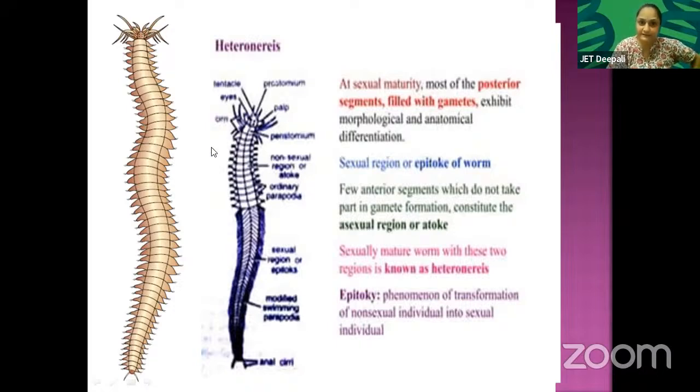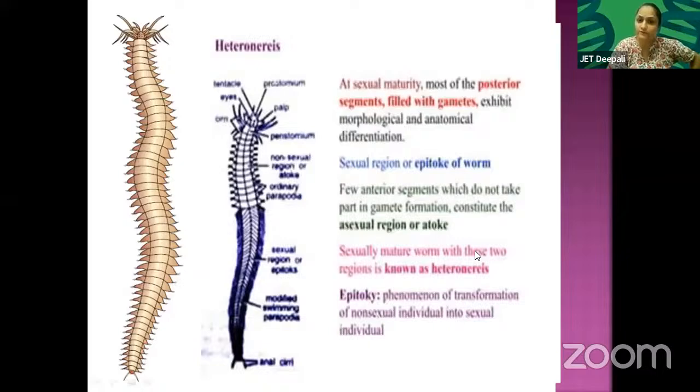This is the diagram. At sexual maturity, most of the posterior segments filled with gametes exhibit morphological and anatomical differentiation. This is the sexual region or epitoke of the worm. The few anterior segments which do not take part in gamete formation constitute the asexual region or atoke. This is the atoke region. This is the epitoke region.